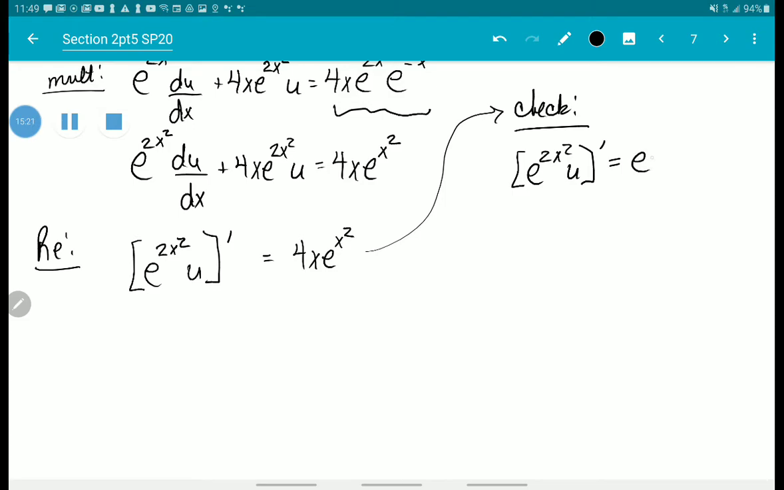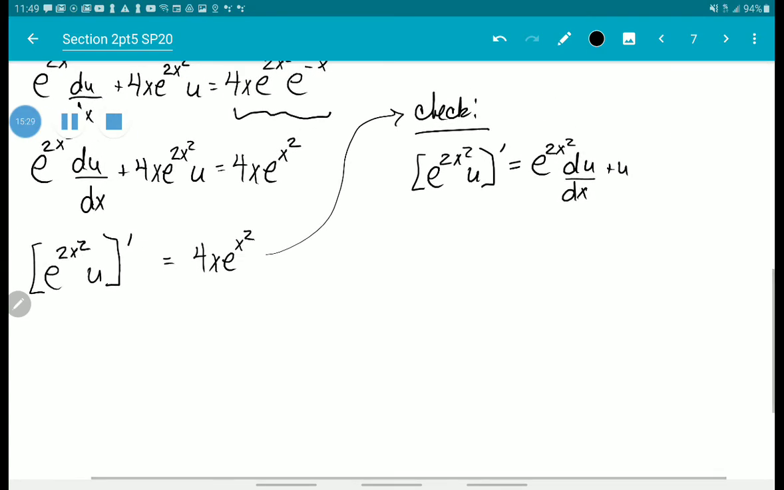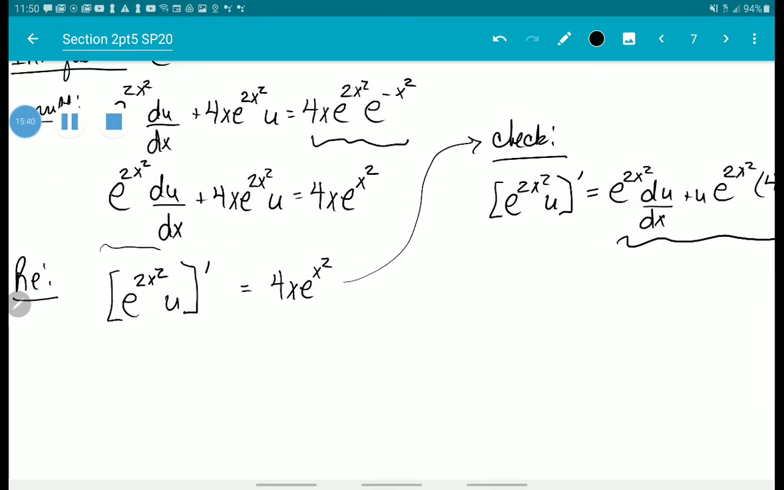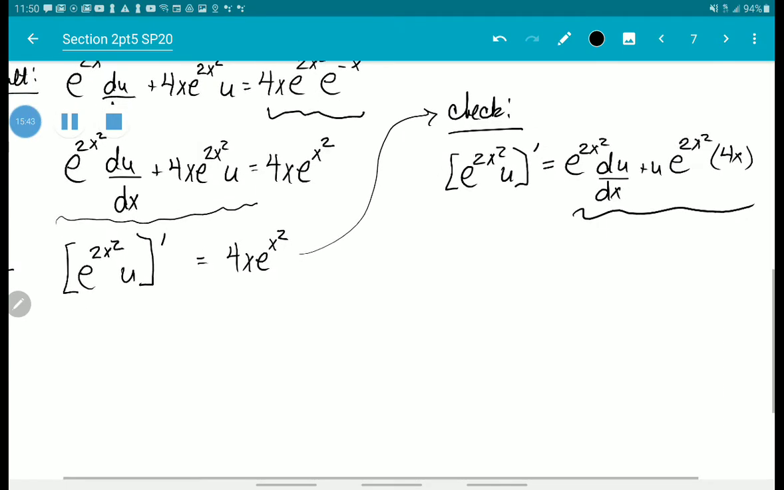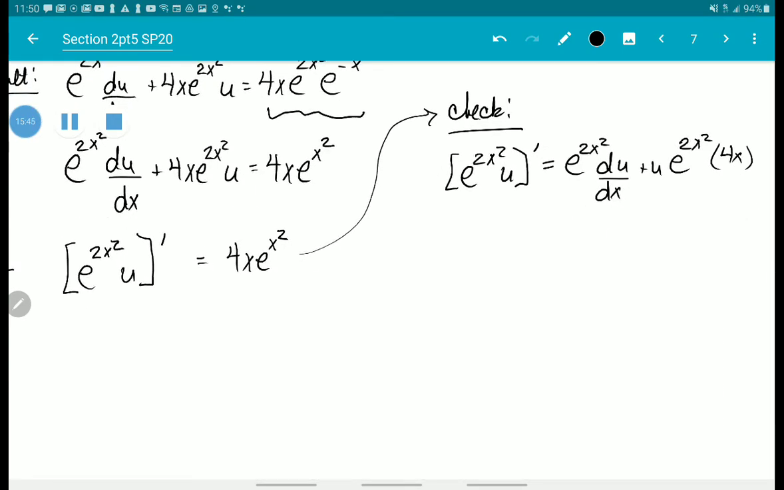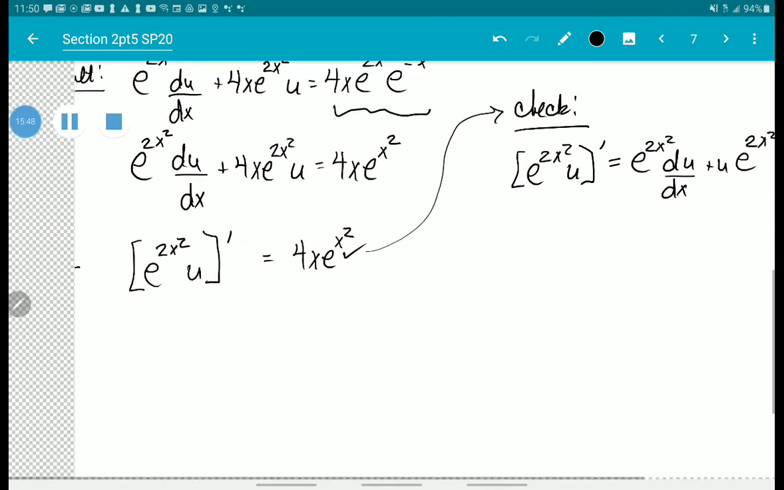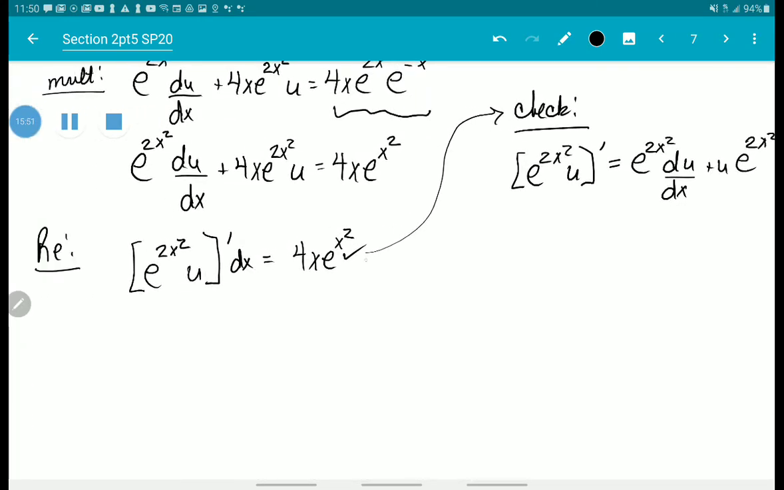It's the first one times the derivative of the second plus second times derivative of the first. The derivative of e to the u is e to the u. Derivative of the exponent is 4x. So we're asking, is that the same thing as what we have in the previous step? And as you can see, it is. So we are in great shape. So now we can multiply both sides by the dx, and then we can integrate. When we integrate something we want to take the derivative of, we're left with what's in the brackets.